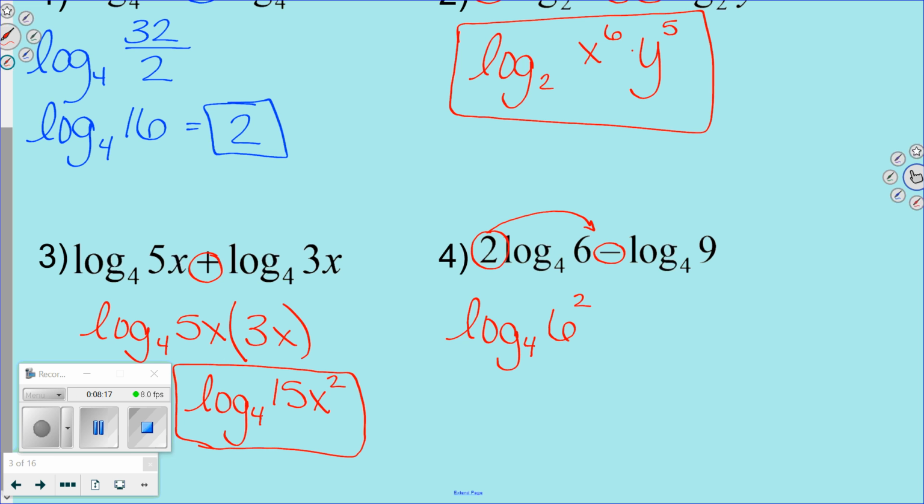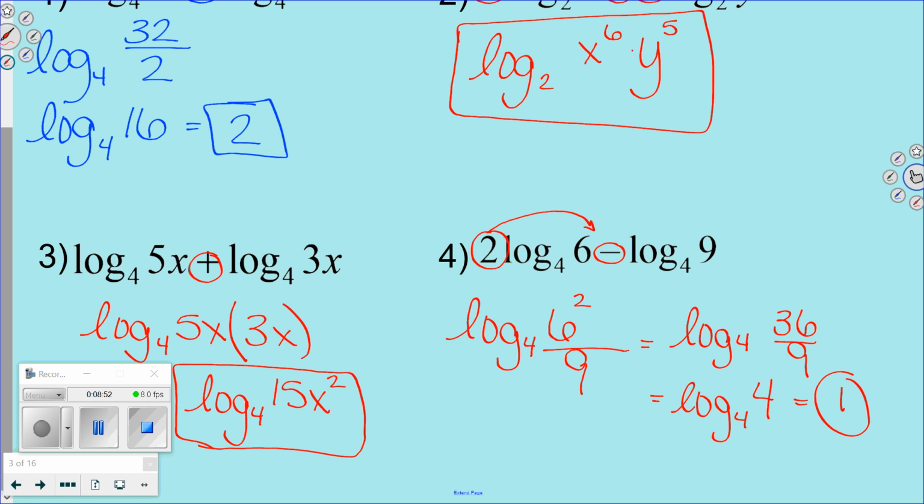And then minus, which means I'm going to divide. Good. No number in front. I just have a 9. Go further. Yep. What's 6 squared? So I have log base 4, 36 over 9. Okay, so that is log base 4 of 4. Can I loopy swoopy? 4 to what power equals 4? 1. So the answer to that one is just 1.